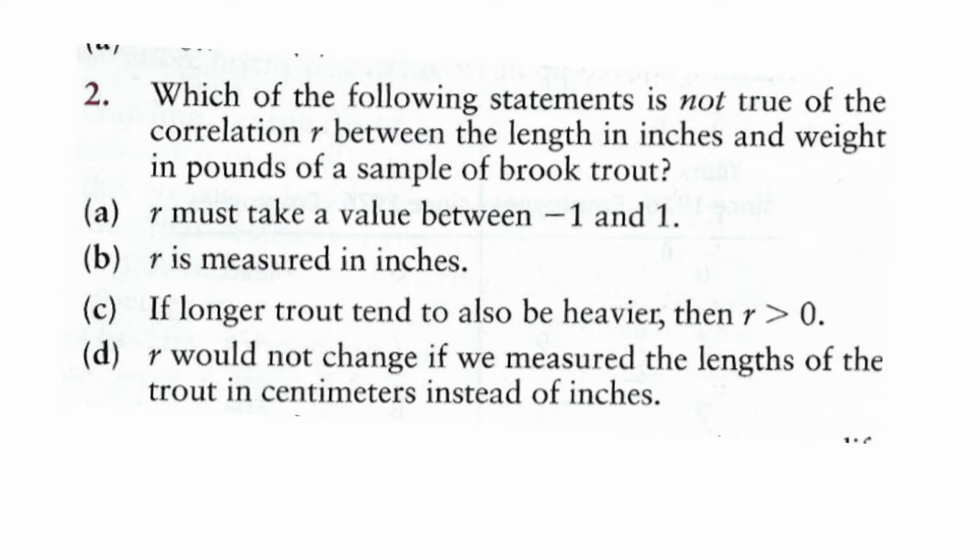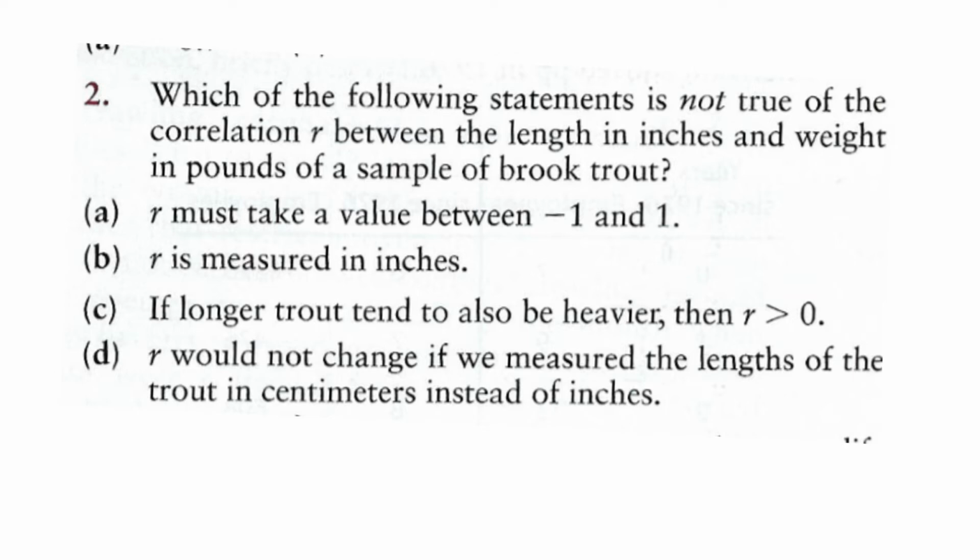Is there some kind of correlation between the length of the trout and the weight of those trout? We're looking for which one of these four statements isn't true. The first one says R, or the correlation, must take a value between -1 and +1. That is true. Let's look at C. If longer trout tend to also be heavier, then R is greater than 0. That one's also true. You have a positive correlation, or a positive R.